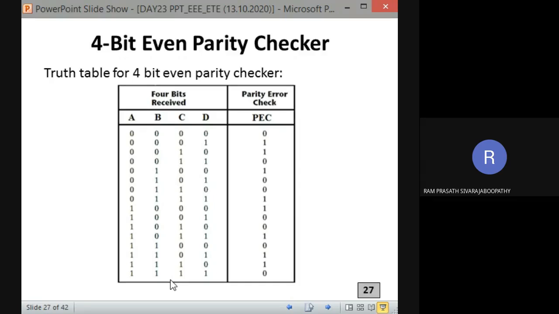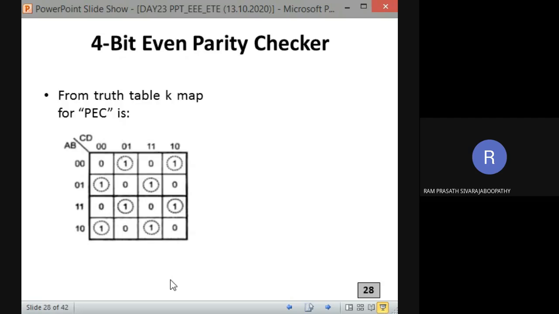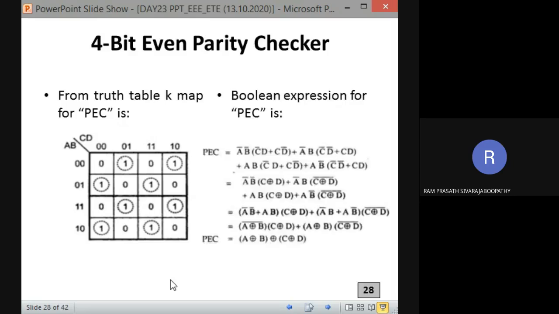Very good, Jivita. So for this, we are going to have the K-map. Here also, it is not possible to group the ones, so we go with single groupings. Fine. When you solve this expression, we will be getting the answer A XOR B XOR C XOR D. That means A, B, C, D all must be combined with an XOR operation.